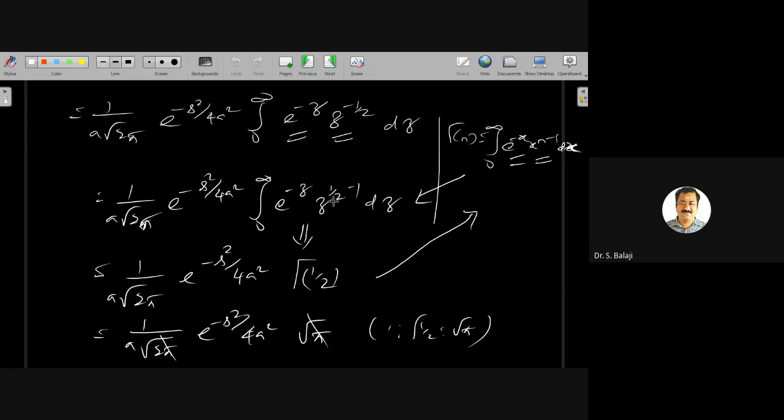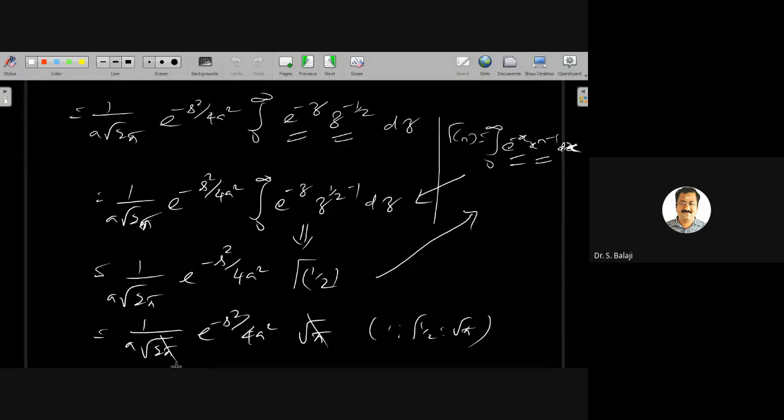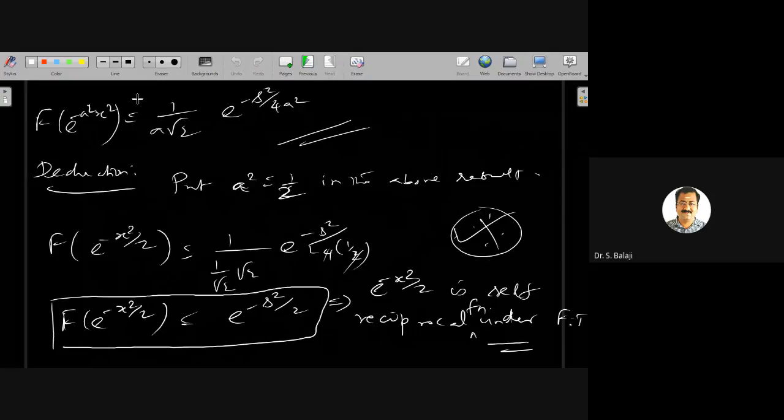But everyone knows that gamma 1 by 2 value equals root pi, the square root of pi. So substitute the square root of pi here, and the square root of pi and the square root of pi get cancelled. For your answer, the Fourier transform of e power minus a square x square is 1 by a root 2, e power minus s square by 4a square.